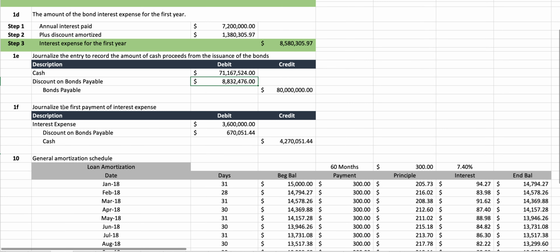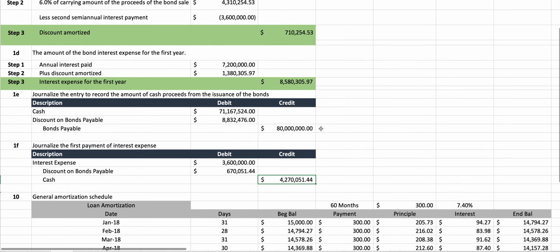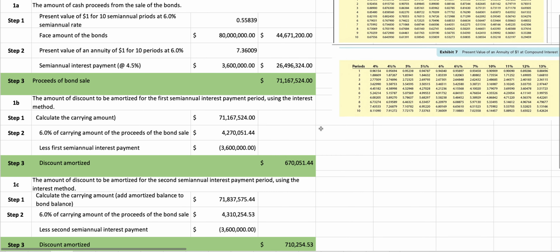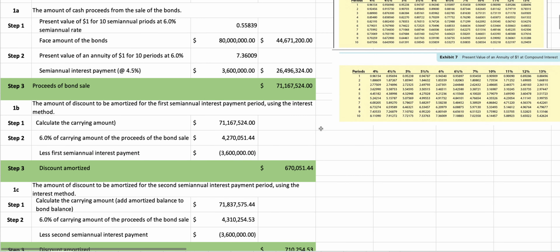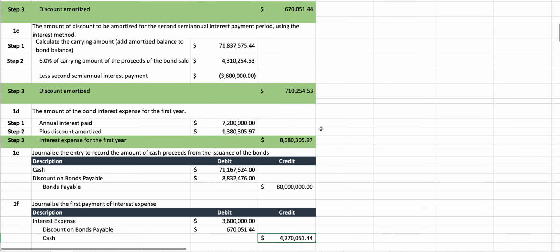Now we want to journalize the first payment. We have an interest expense. We know that it's 3.6 million. And we also have a discount on the bond payable. Again, we calculated this above. And now our cash is 4.2 million. So we've walked through all of the steps to calculate the proceeds of a bond sale, to amortize our discount, and to calculate our yearly interest expense.